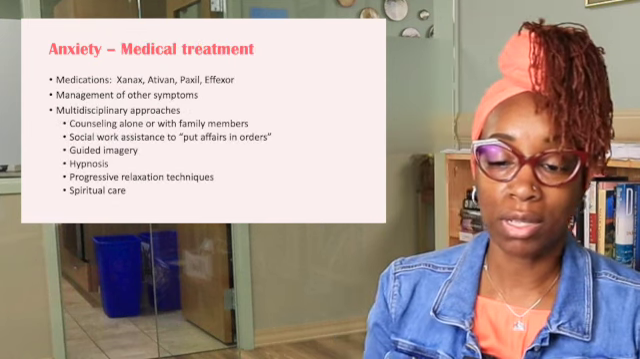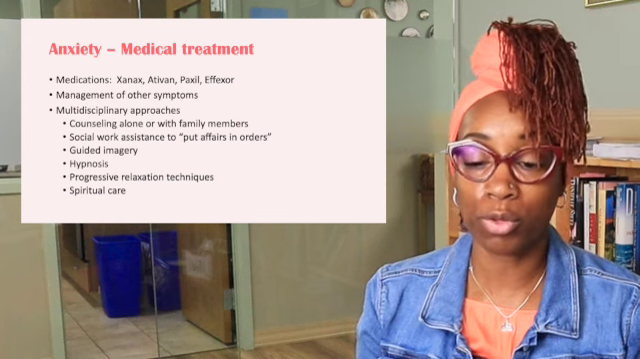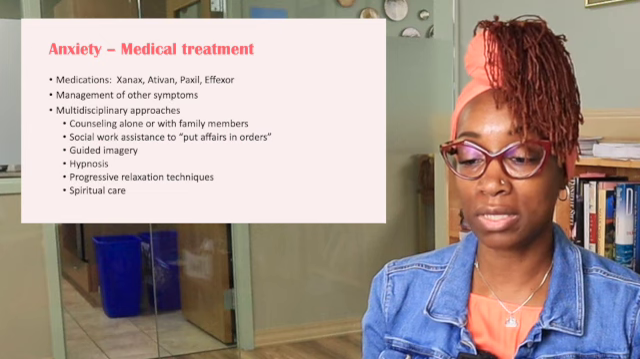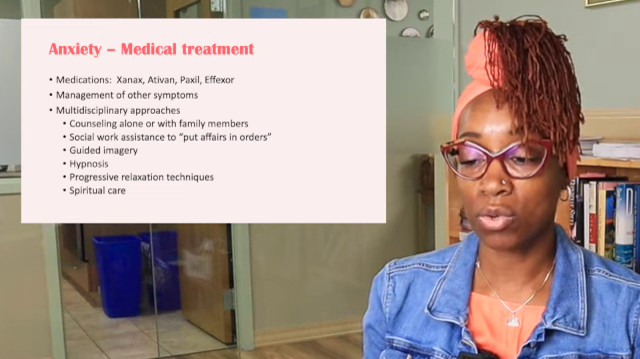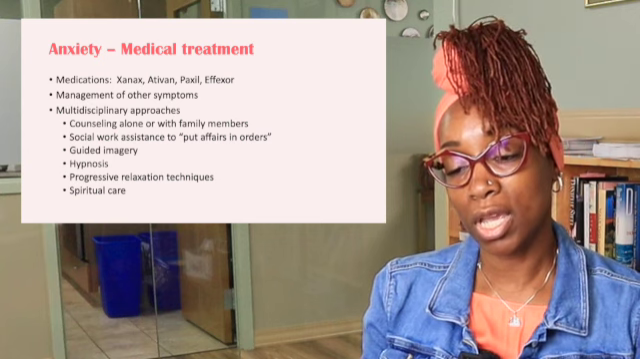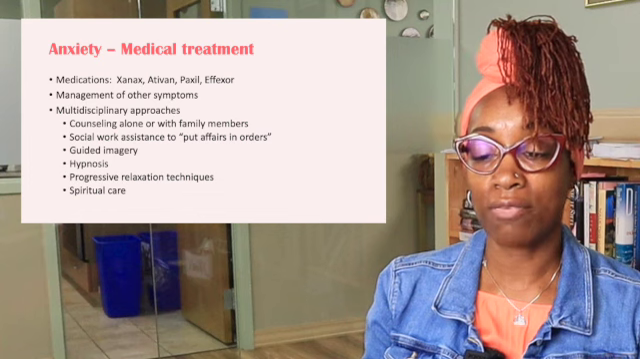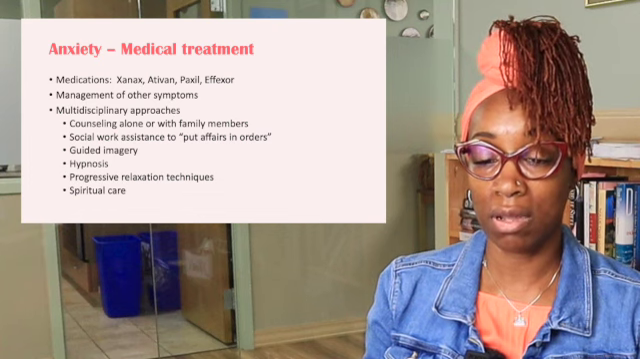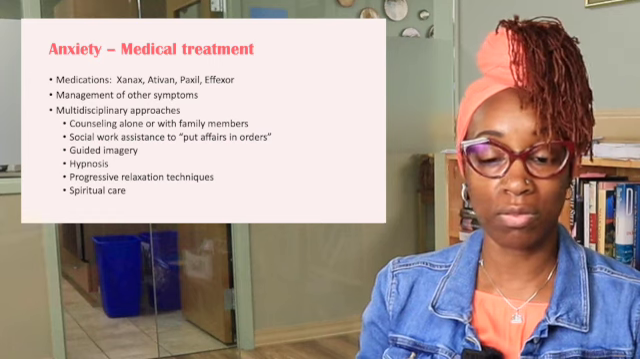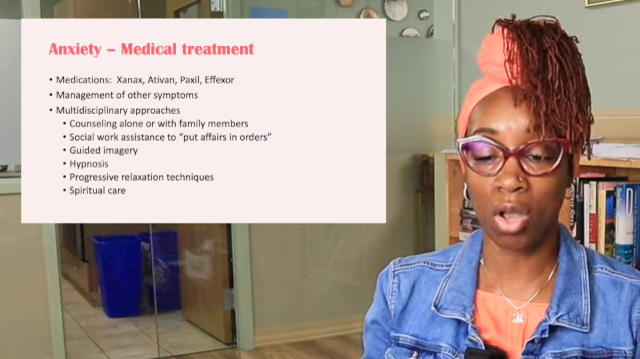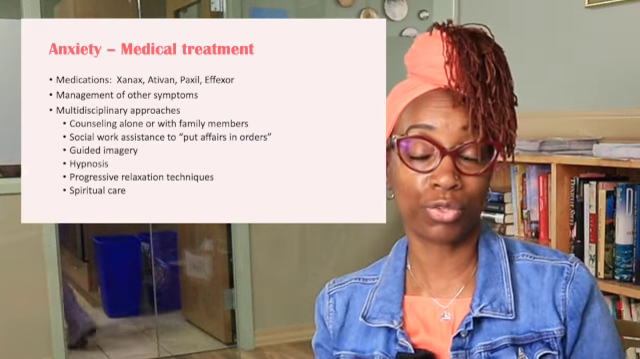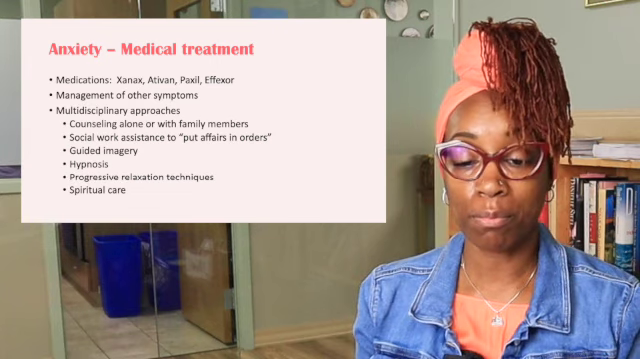Medical treatment, again, some of these medications you may be familiar with. Xanax or Ativan are used for anxiety. Sometimes Paxil and Effexor, you may see those. Those are usually scheduled medications. The Xanax and Ativan can be given as needed if that's how it's ordered. Management of other symptoms, things that we've already discussed, may also help keep the anxiety down, such as managing their shortness of breath or their pain.